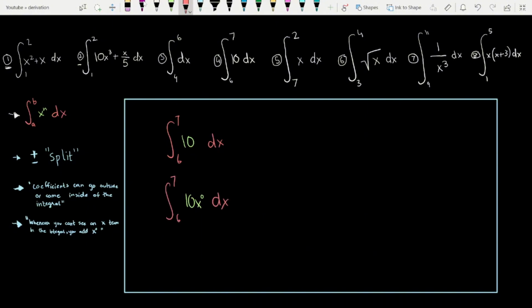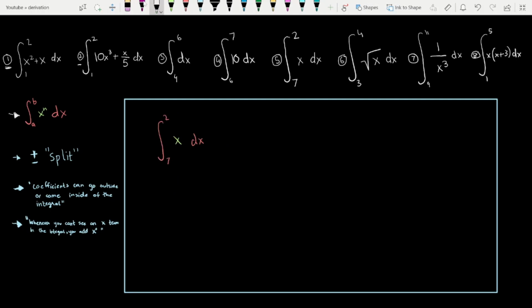And now you can see that this thing is actually an x term with a coefficient, right? So what you can do is use the second integral property and take the coefficient outside the integral, and that's going to look something like this. And now you can see that this thing is in your general form. You can solve this, and then whatever answer you get, you multiply that answer with this 10.